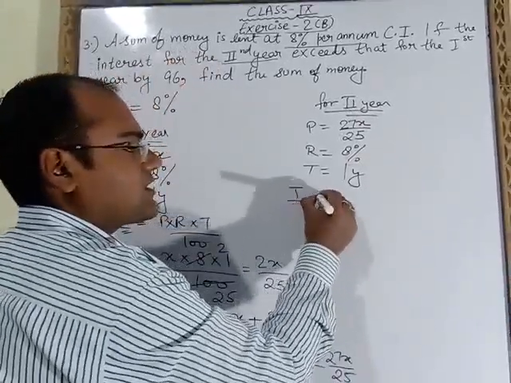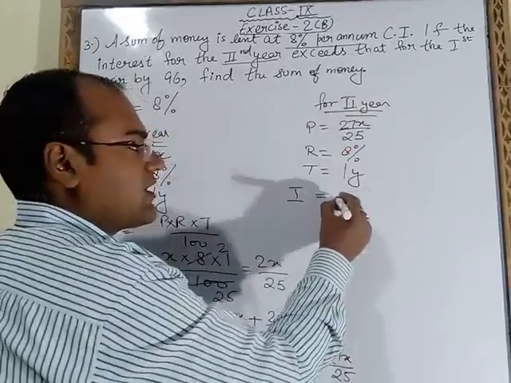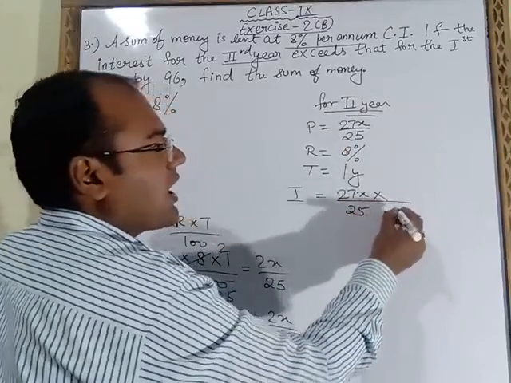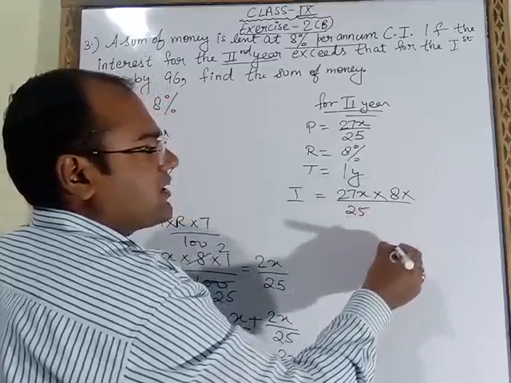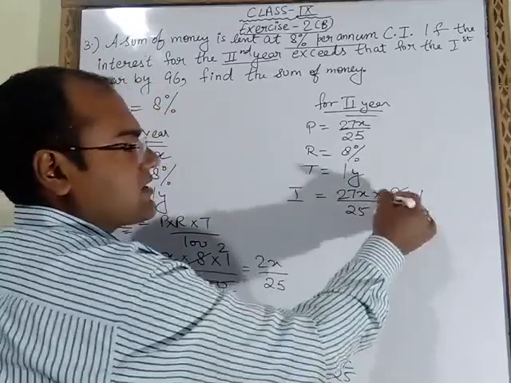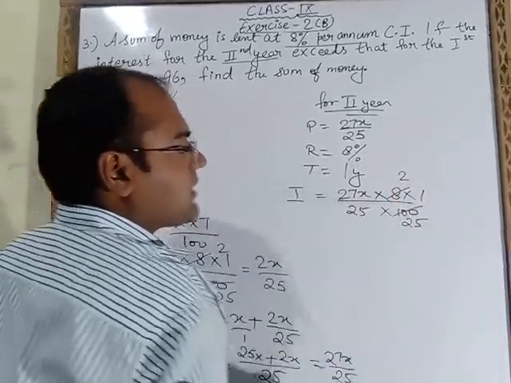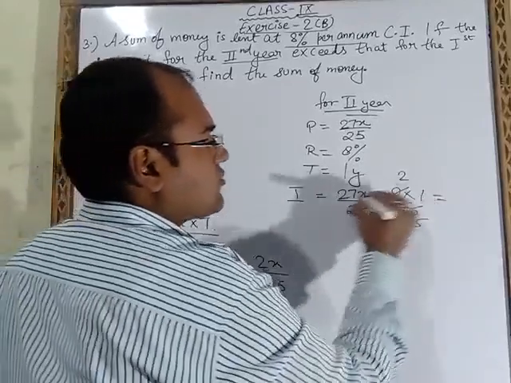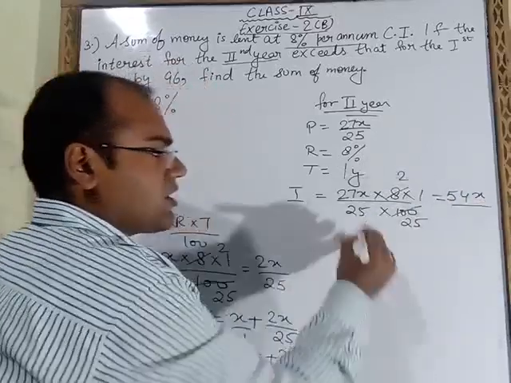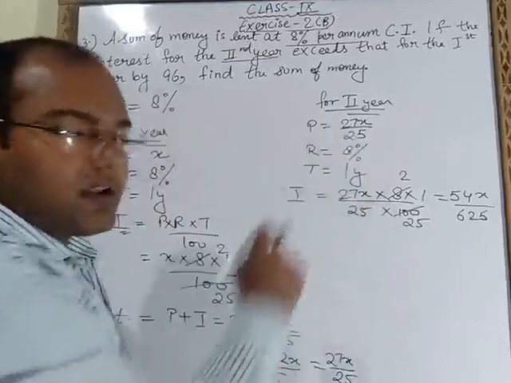Now we will find the interest for this second year. Formula is same, P multiply R multiply T upon 100. So P value is 27x upon 25 into R, R is 8% into time 1 upon 100. Now we will cancel these two. 4 twos are 8, 4 twenty-fives are 100. Now we have to multiply these two. 27 into 2 will be 54 upon 25 into 25 will be 625. So this is the interest for second year.